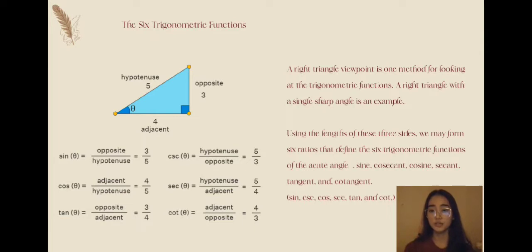These are functions of a single real variable that is normally an angle measurement given in terms of radians or degrees. There are three functions, which are cotangent, secant, and cosecant, that can be derived from the primary functions. So basically, the other three functions are less often used compared to the primary trigonometric functions. Relative to the angle theta, the three sides of the triangle are the hypotenuse, the opposite side, and the adjacent side. Using the lengths of these three sides, we may form six ratios that define the six trigonometric functions of the acute angle theta.